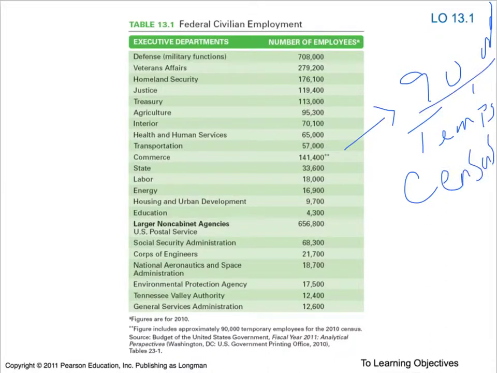$90,000 temporary workers for the census, so this is not accurate. Department of Education has only 4,300 workers. So we don't put a lot of faith, I guess, in hiring people in the education department. Non-cabinet agencies: Postal Service, 656,000. After that, the Social Security Administration, Army Corps of Engineers, NASA, EPA, Environmental Protection Agency, TVA, Tennessee Valley Authority, and the General Service Administration.